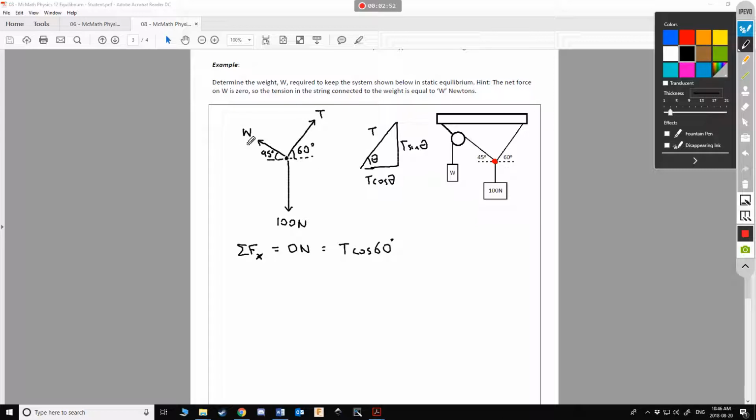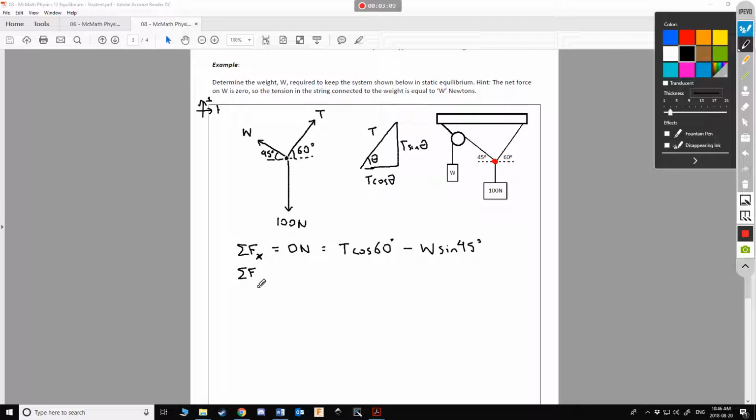And that W is in the to the left direction. So if we define up as positive and right as positive, this is going to be minus W sine 45 degrees. So there is our first equation.